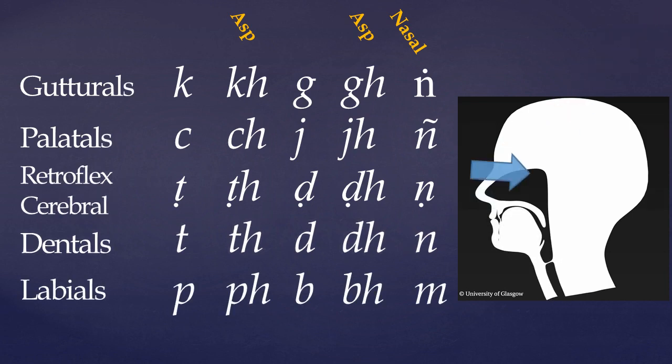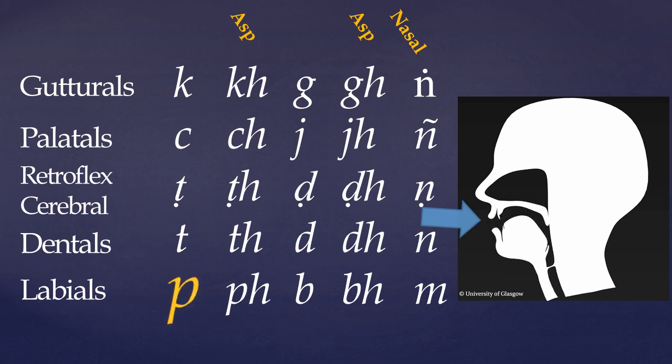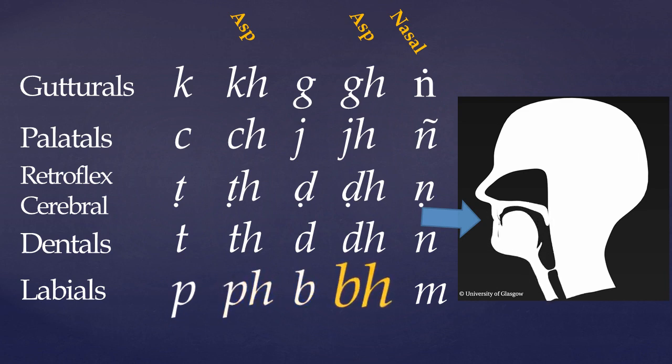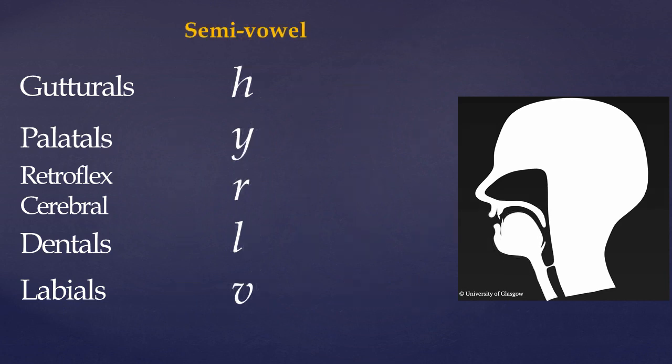And the labials form with the lips, making a slight plosive sound. Pa, pha, ba, bha, ma. Finally, there are the semivowels. These are half consonant, half vowel, and although called vowels, they're actually consonants. Ya, ra, la, va, ha. To these is added the sibilant S.